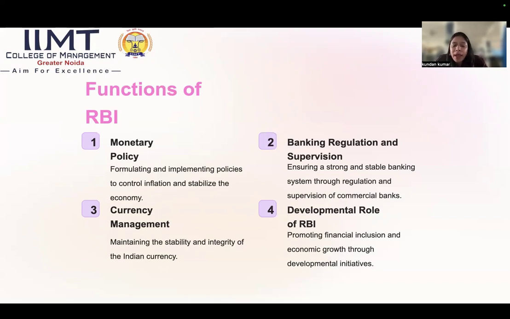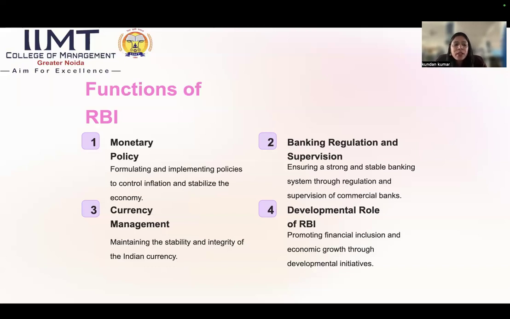Second one is banking regulation and supervision. RBI ensures a strong and stable banking system through regulation and supervision of commercial banks. The RBI defines the detailed factors of banking operations such as branch expansion, bank mergers, liquidity of assets, issuing of licenses, etc. These are responsibilities for maintaining and functioning the banking and financial system of the country.